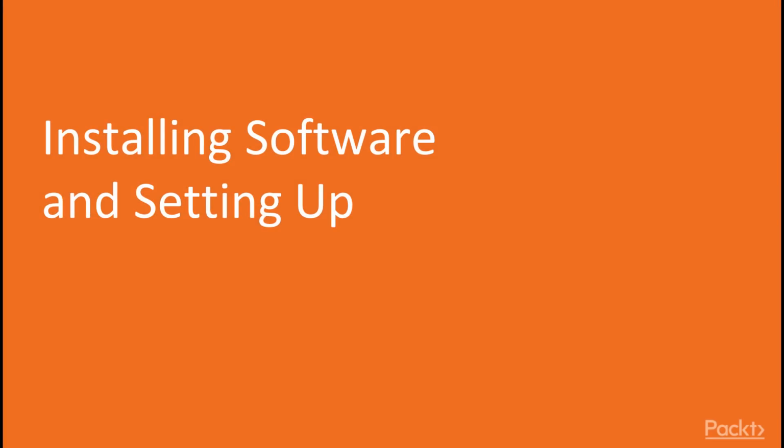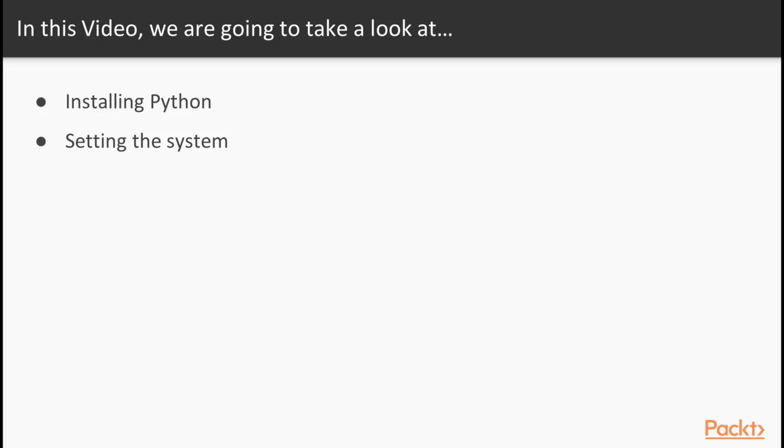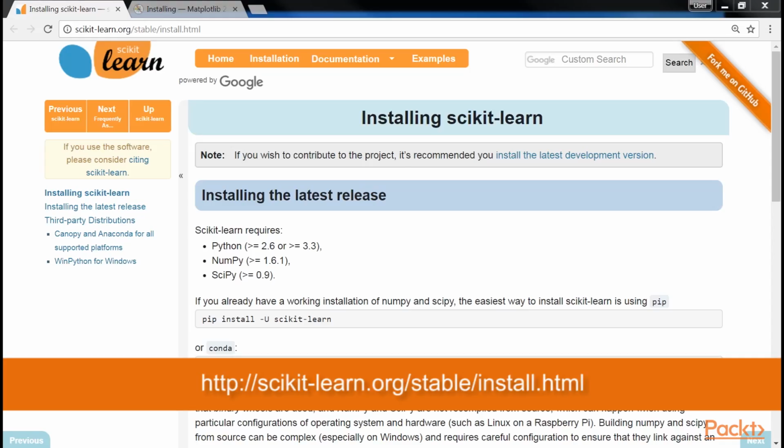We are now at the second video of this section, installing software and setting up. In the previous video, we looked at some important concepts of machine learning. In this video, we will install Python and set our system to get started with machine learning programs. For most projects in this course, we need scikit-learn.